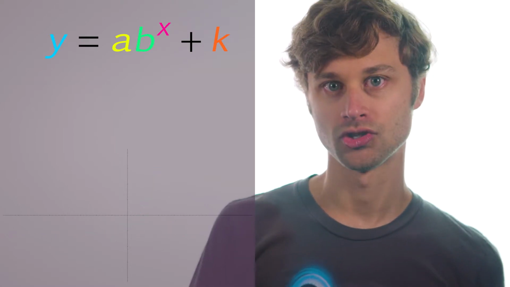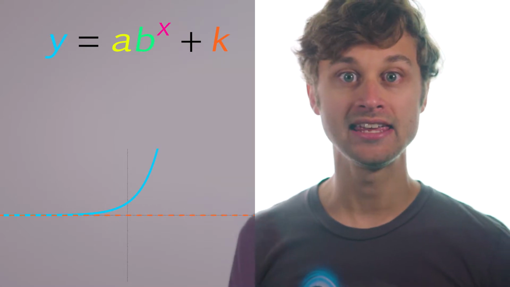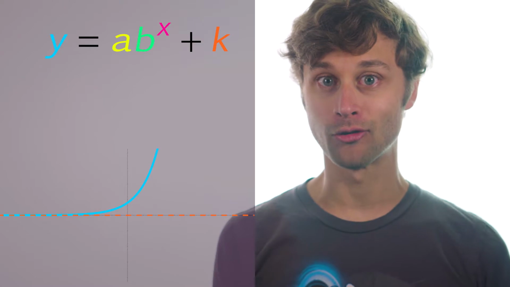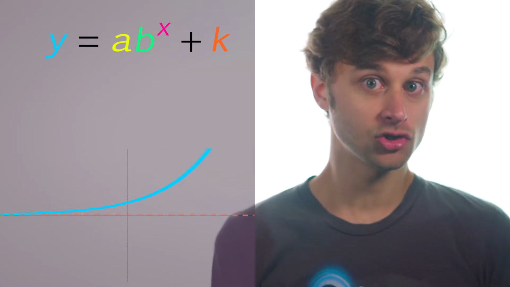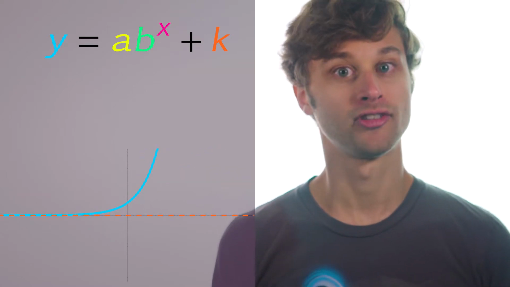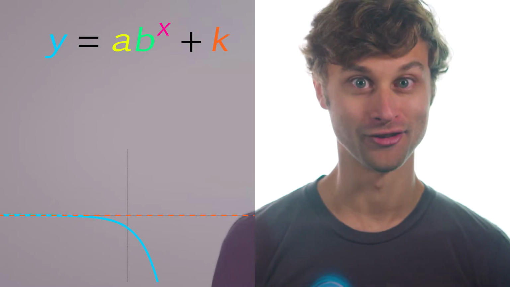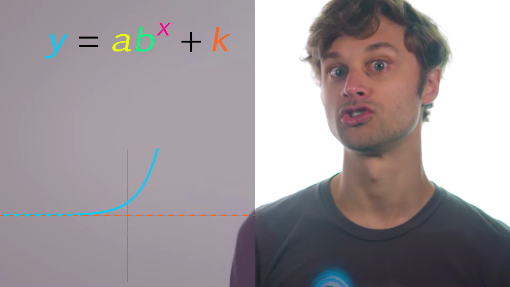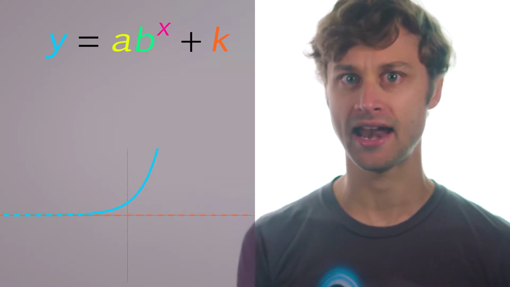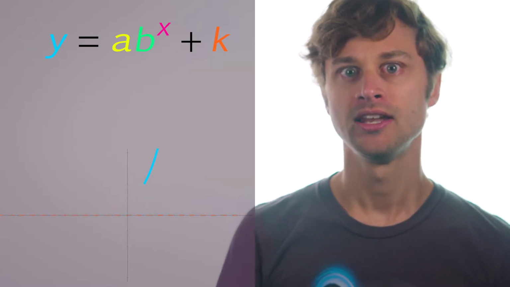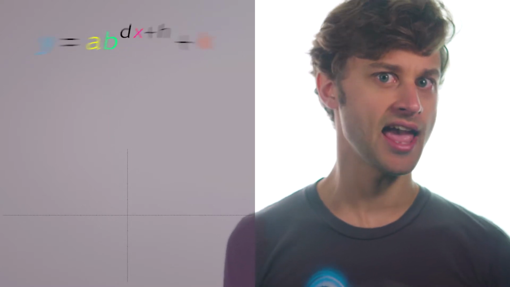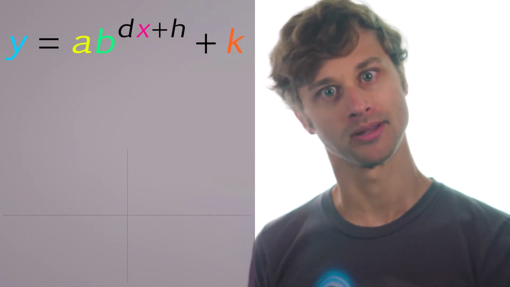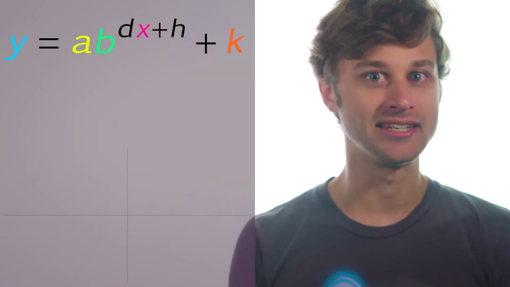Finally, transformations. We've already seen that k can vertically shift the function up and down, but as usual, our leading coefficient a also stretches and squishes the function, as well as reflects the function vertically if it is negative. b also tends to stretch or squish this function, but more dramatically than a does. Now, couldn't I write this function like this? A times b to the dx plus h power, and then plus k. What about h and d?